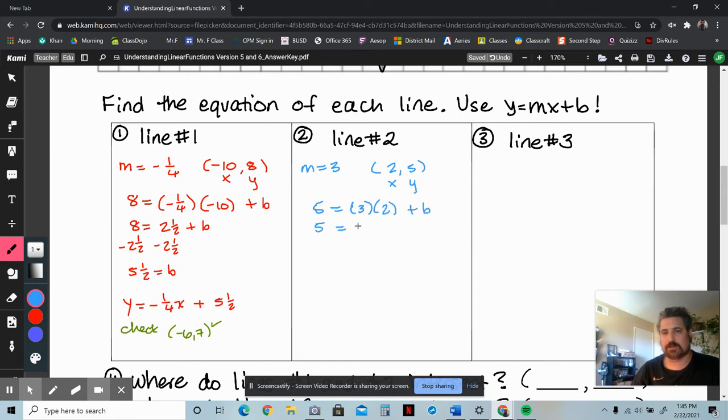So 5 is equal to 6 plus b. You want to get b by itself, so subtract 6 from both sides. And you can see that b is equal to -1. Okay? So you have a b value of -1 there. So we know our equation is y equals the slope, 3, times all universal x's, and then -1. Okay? So this is our equation.